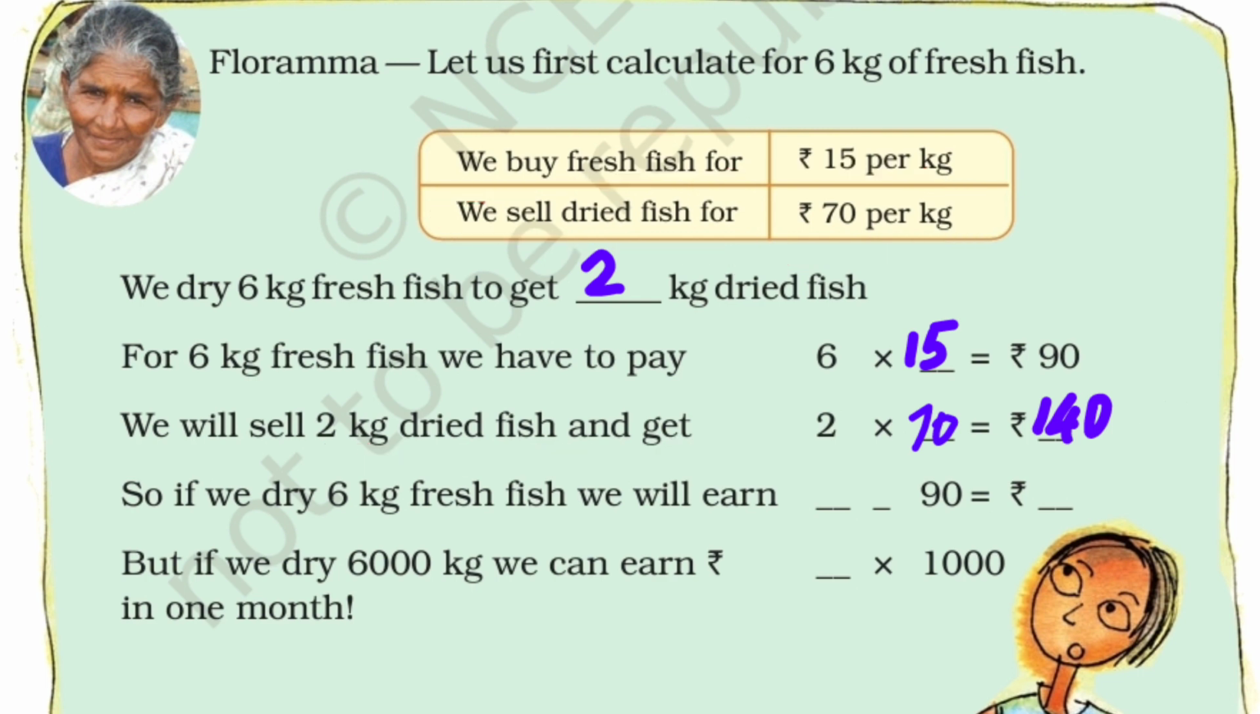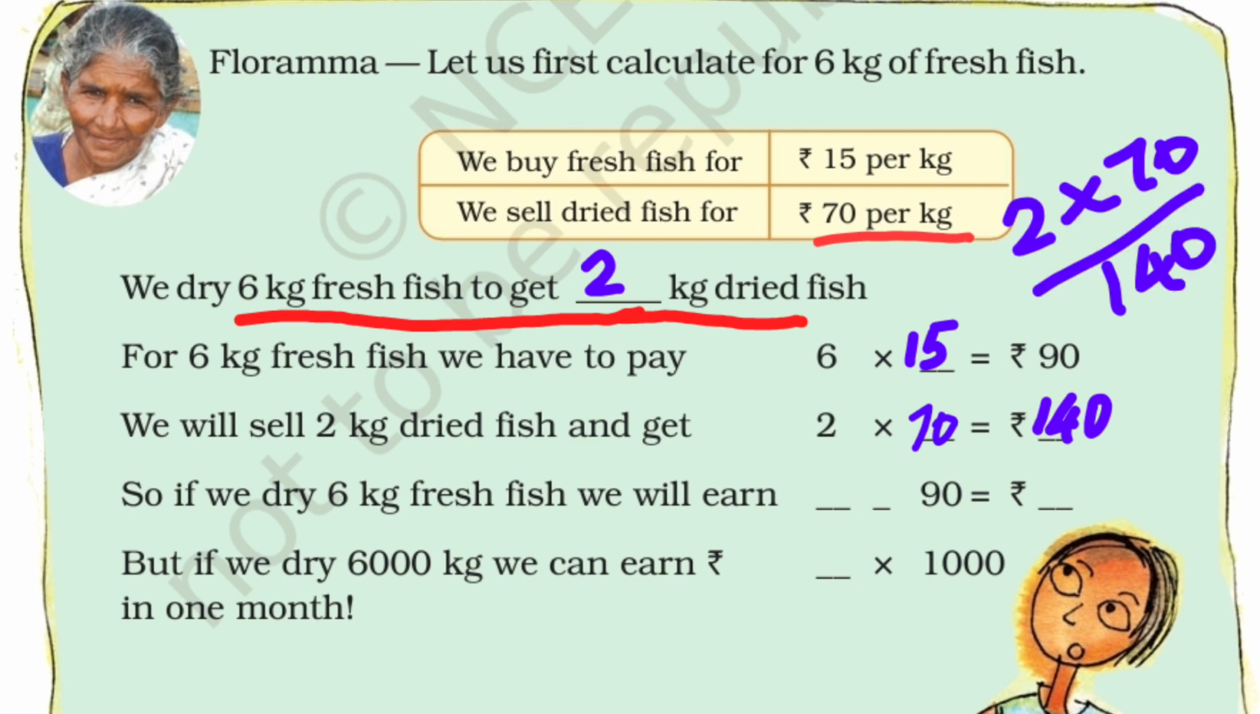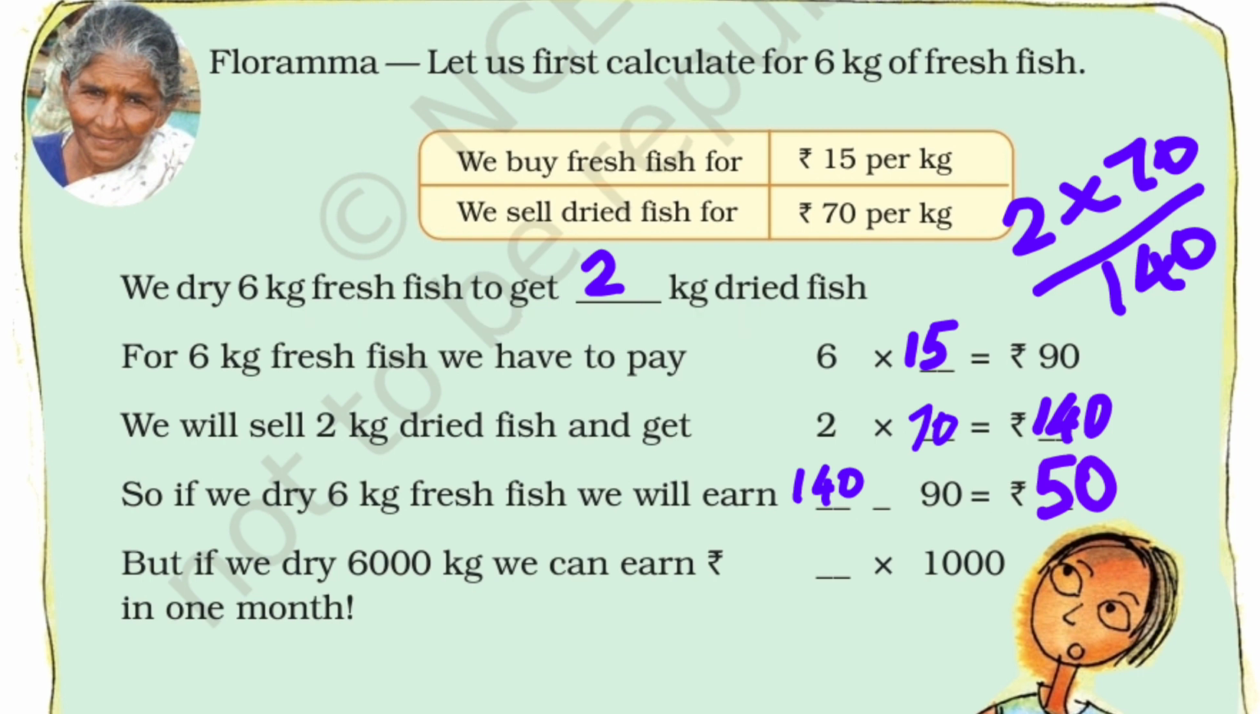So next one, if we dry 6 kg of fresh fish, we will earn how much? We already know if we dry 6 kg of fresh fish, we get 2 kg of dry fish. So 2 kg of dry fish is 140 rupees because 1 kg is 70 rupees. So 2 into 70 is 140 rupees. So 140 rupees minus 90 rupees is 50 rupees. So if we dry 6 kgs of fresh fish, we earn 50 rupees. But if we dry 6000 kg, how much can we earn in 1 month?